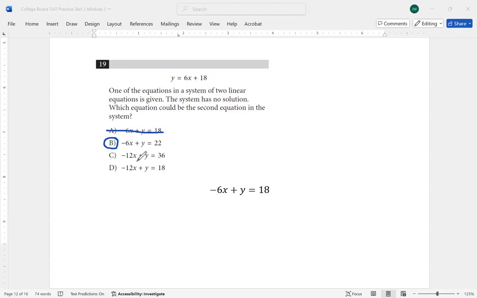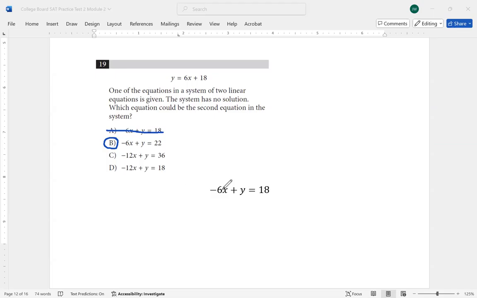But I wanted to point out in C and D, these coefficients aren't matching up because they're different ratios from each other. Here we're talking about -6 compared to 1. Here we're talking about -12 compared to 1. We end up with different slopes.